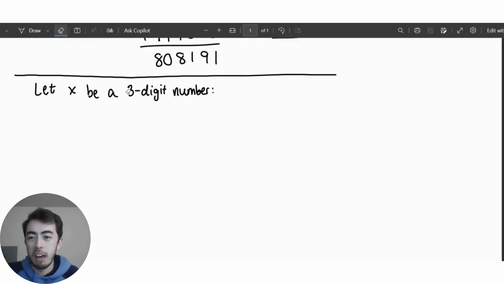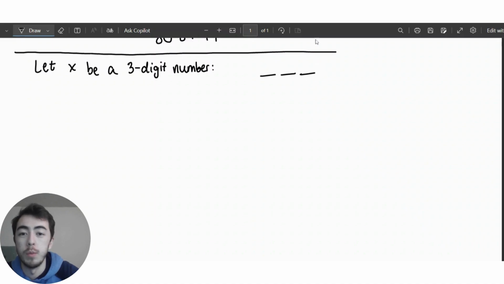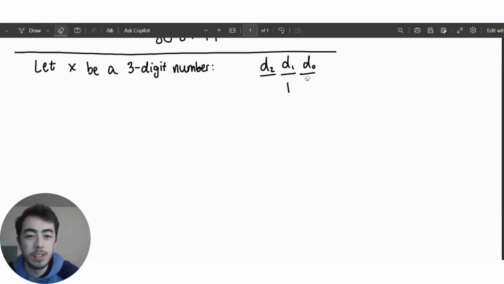So let's just say we have some random three-digit number, and let's call it x. X is going to have three digits in it. It's going to have a 100s place, a 10s place, and a 1s place. And let's call it, how about D2, D1, and D0. D for a digit, and then this 2 would represent how 10 squared would be my hundreds place, 10 to the 1 would be my tens place, and then 10 to the 0 would be my ones place.